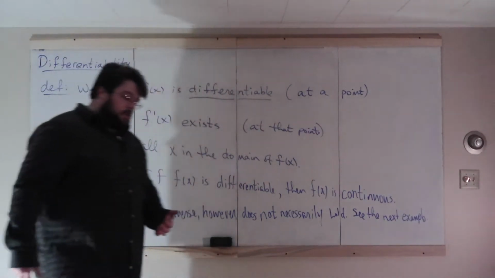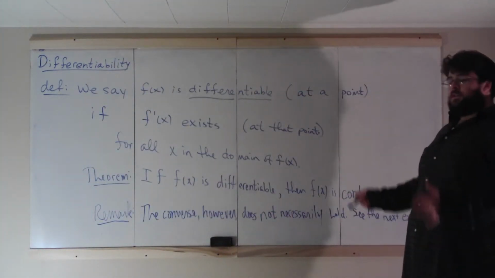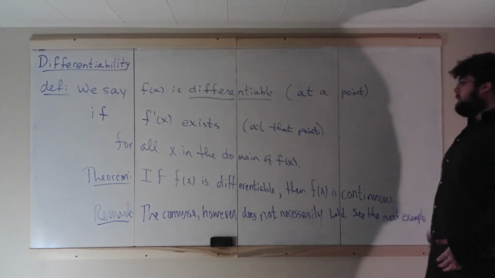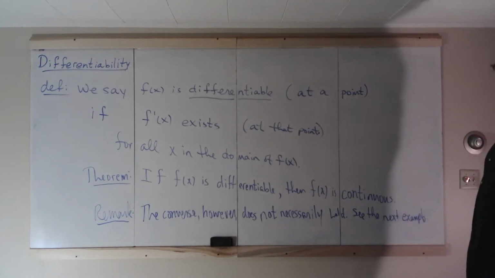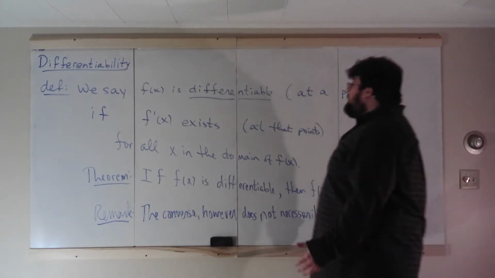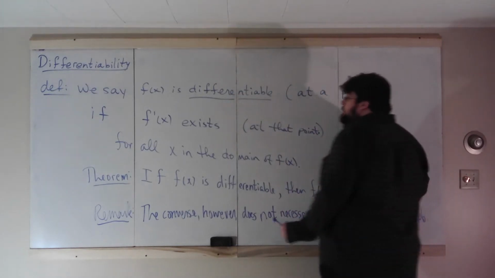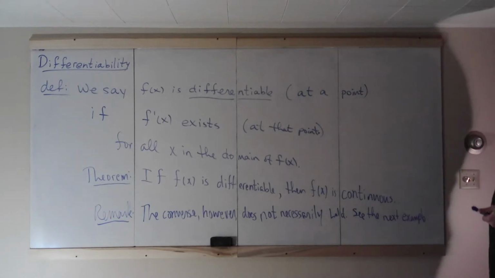The one says a function is differentiable at a point if the derivative exists at that point. The other says it's differentiable if the derivative exists everywhere in the domain. So a function will not be differentiable if the derivative does not exist at a point in its domain. And we'll see that in a moment.